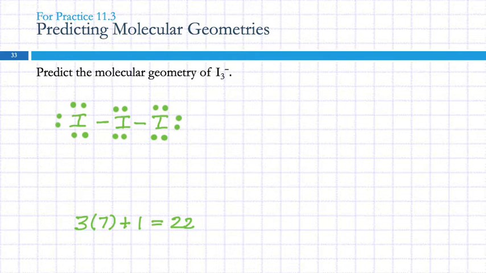Iodine is in period 5, plenty big. It can expand its octet, and so I can put that lone pair, there's not really much room here, but I can put that other lone pair on the central atom.